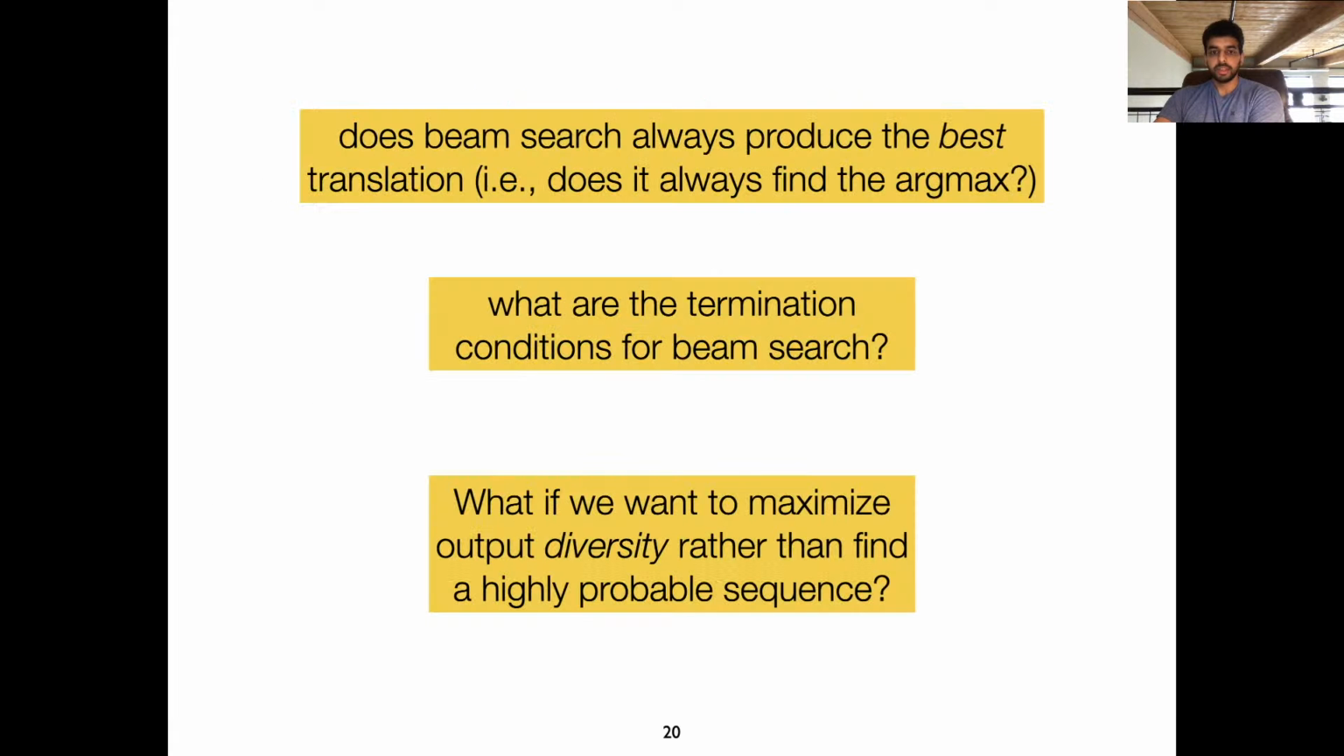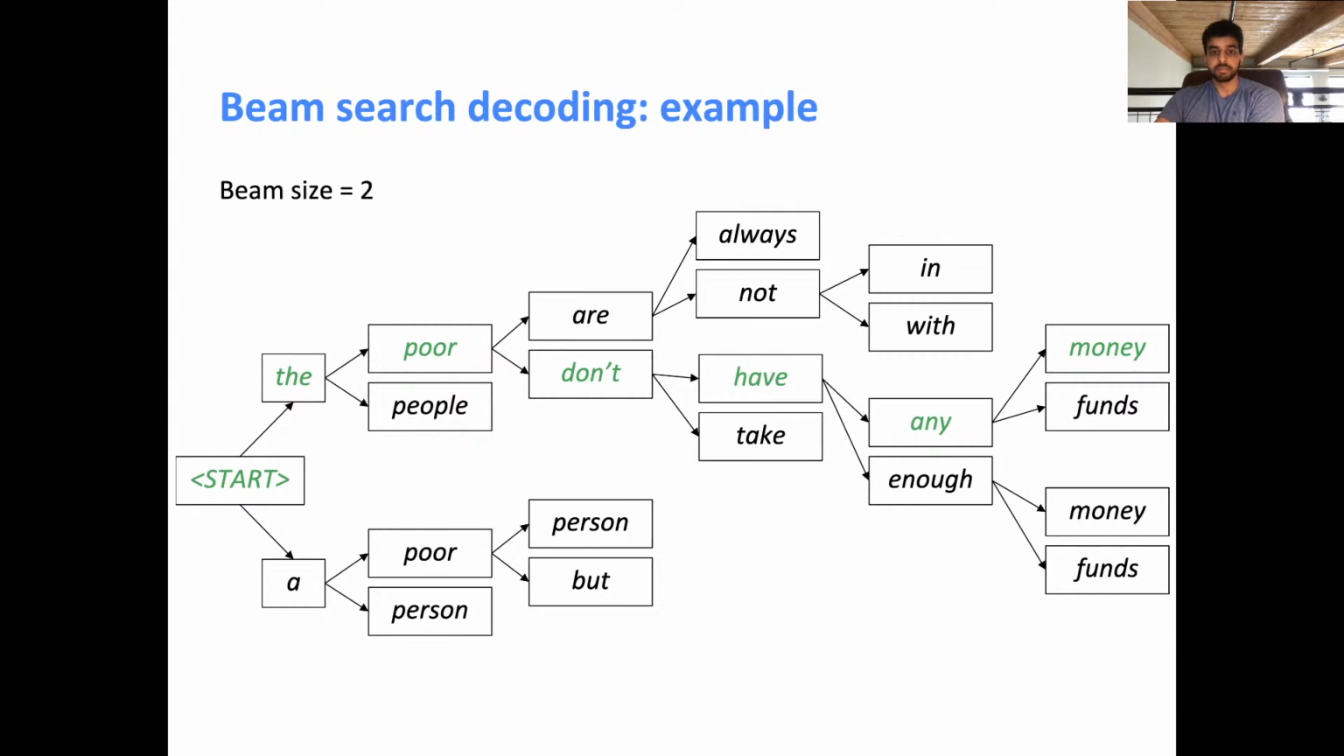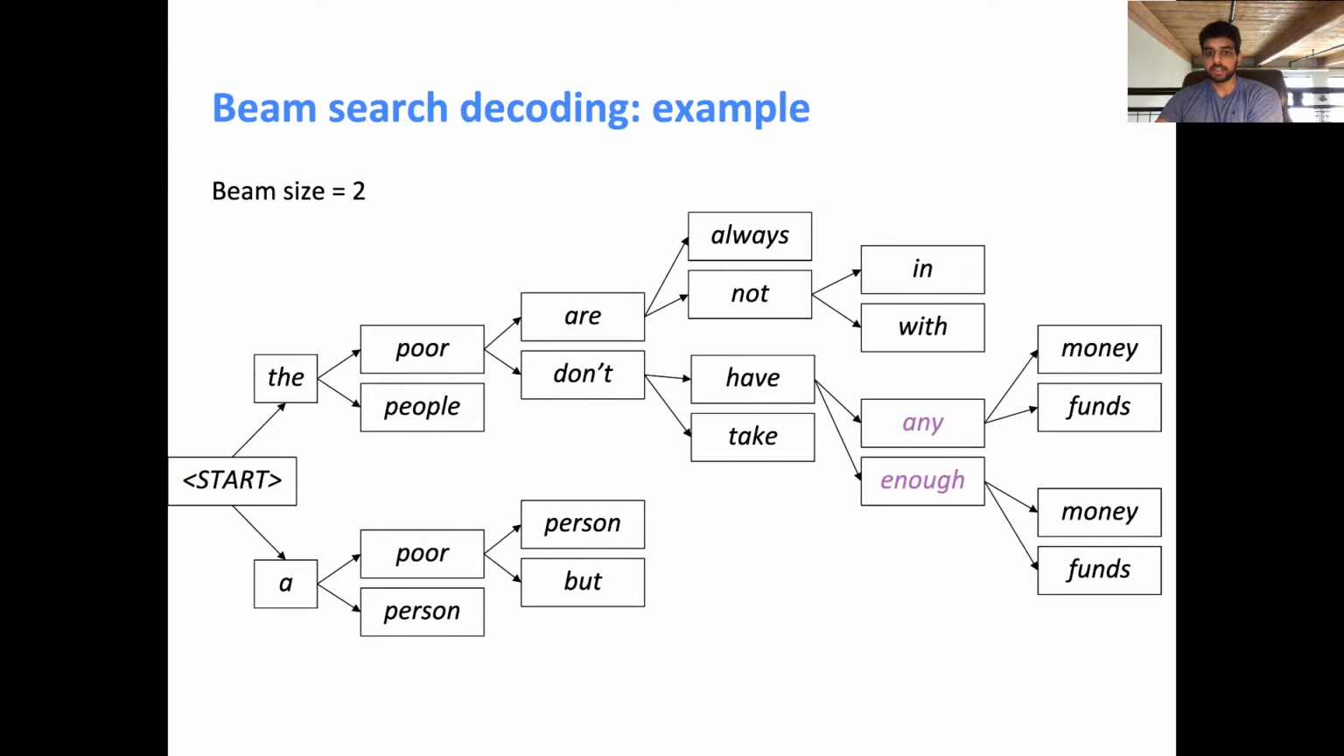Okay, so back to this question, does beam search always find the argmax? No, this is a search algorithm, right? It's an approximate search, and the search space is huge. We're not considering all possible things. It could be very possible that some translation that started with a poor person later on ended up being the most probable translation after you decode, like, I don't know, 50 more words.